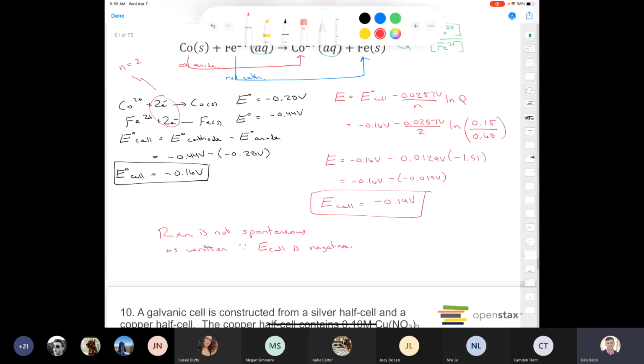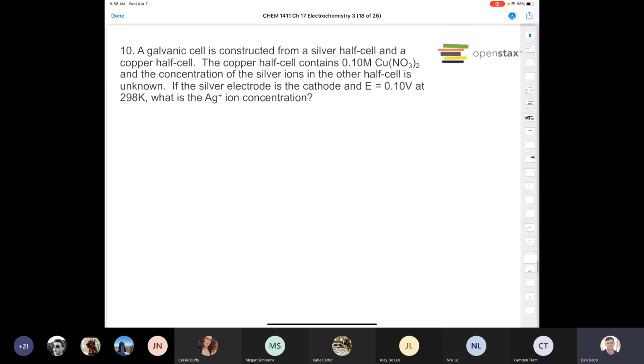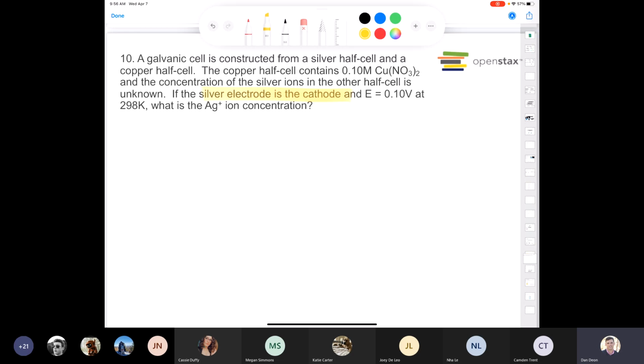Let's try another example where we end up solving for the concentration of an ion. It says a galvanic cell is constructed from a silver half cell and a copper half cell. The copper half cell contains 0.1 molar copper-2 nitrate, and the concentration of the silver ions in the other half cell is unknown. If the silver electrode is the cathode, so they spell it out here for us, and the non-standard cell potential is 0.1 volts at 298 Kelvin, what is the silver ion concentration?